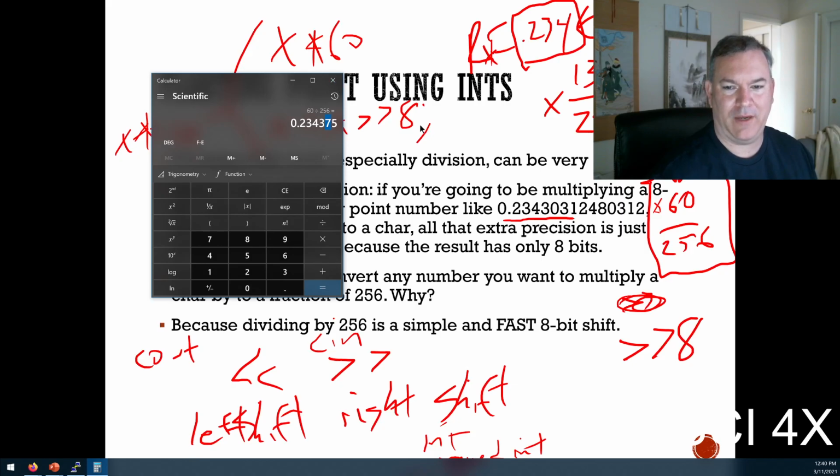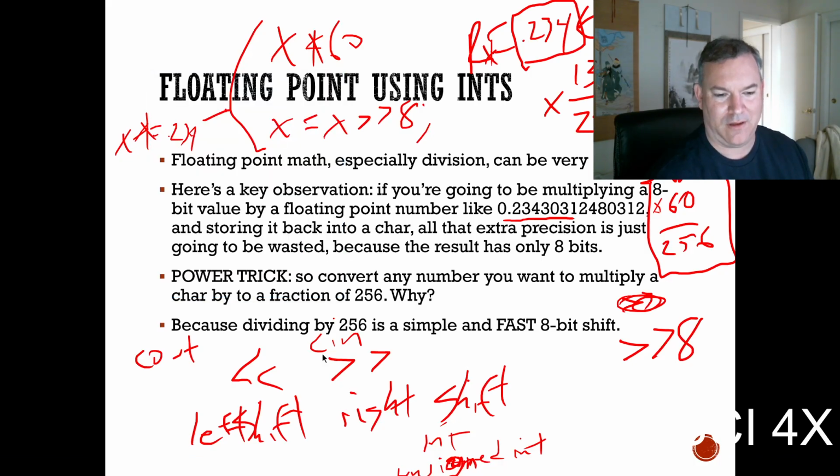So rather than multiplying by 0.234, you convert it into a fraction, the fraction being divided by 256. Why 256? Well, because we're doing unsigned char numbers, right? So all of our reds, greens, and blues are from 0 to 255. So is it always 60? No. What we're trying to do here is, if our algorithm calls for multiplying by 0.234, then we multiply by 60 and divide by 256.